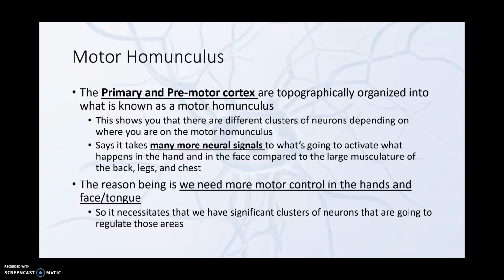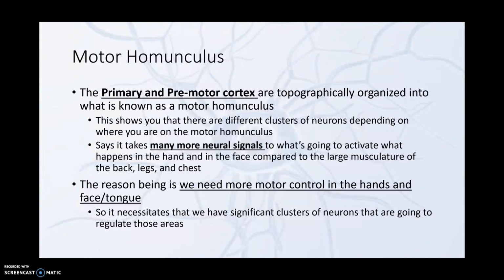Ultimately what it's saying is that it takes many more neural signals to activate what happens in the hand and in the face compared to the large musculature of the back, legs, and chest. The reason is we need more motor control in the hands, face, and tongue, so it necessitates a significant amount of clusters of neurons to regulate those areas.